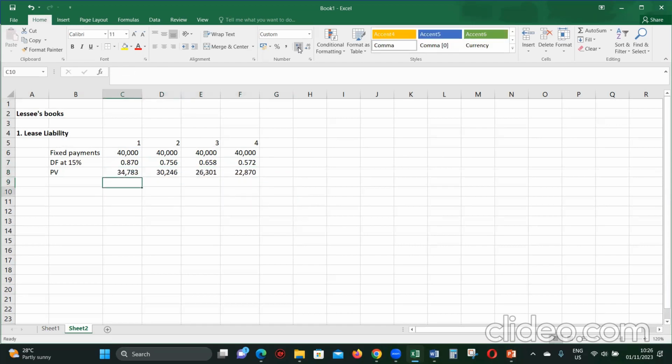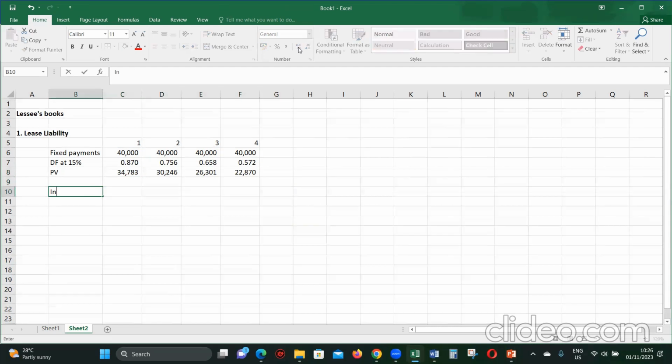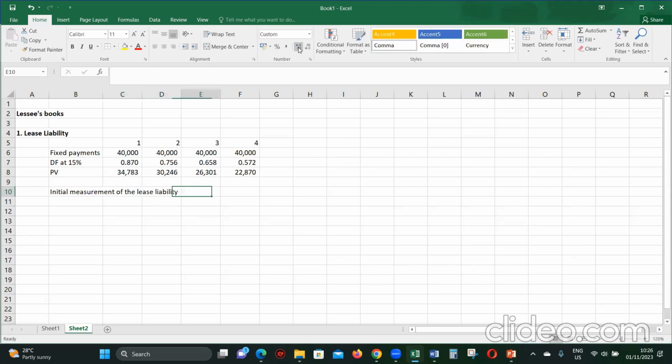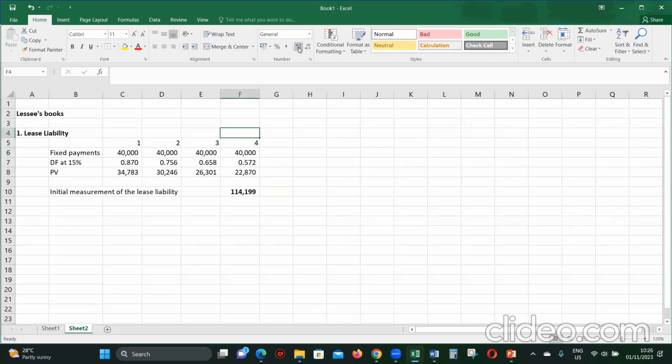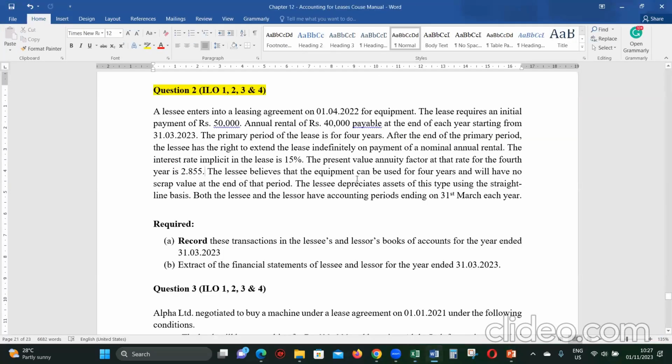Okay. And then what? You can take the initial measurement of the lease liability, right? You are taking the initial measurement of the lease liability. How can we take it? You can take the total of the present values. This is similar to taking net present value, right? Okay. This is what the value is. These are in rupees, so thousands. These are in rupees, right? We need to mention that definitely. 114,199. Okay, now let's move on to the question.